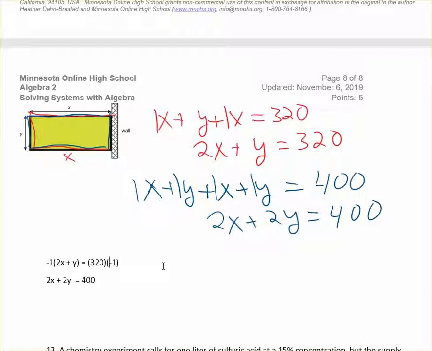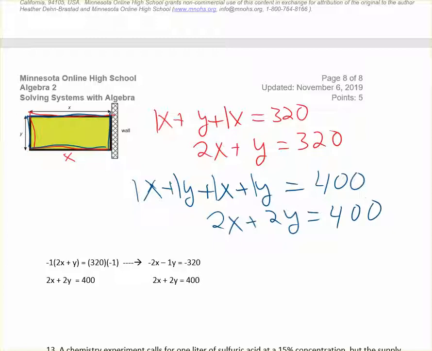So what do we have? We have -1 times 2x. That's -2x. Then we have -1 times y. That's -y or -1y. Equals, the other side, 320 times -1 would be a -320. So my first equation is now -2x minus 1y is equal to -320. The second equation I don't need to change. 2x plus 2y equals 400.